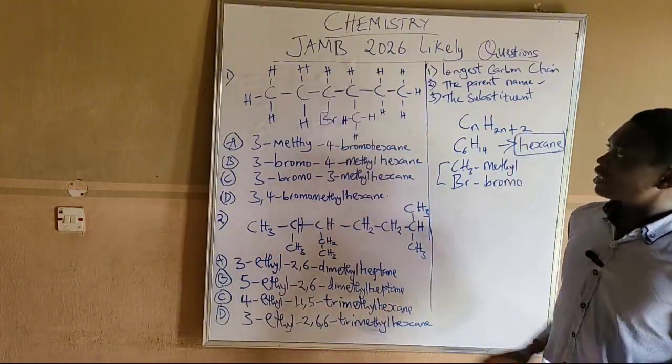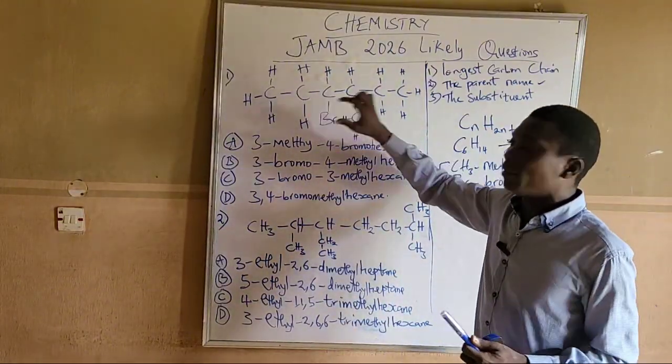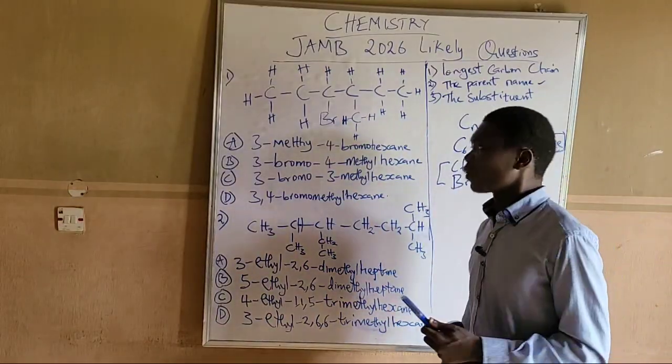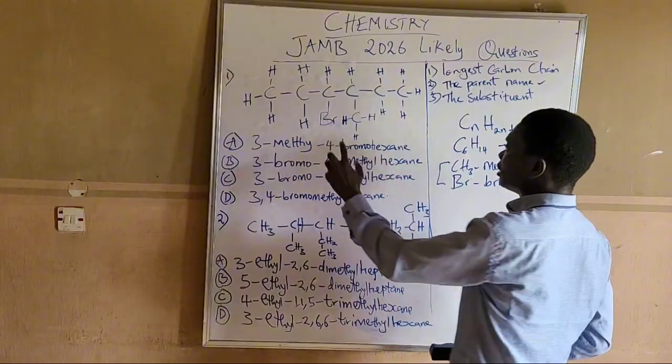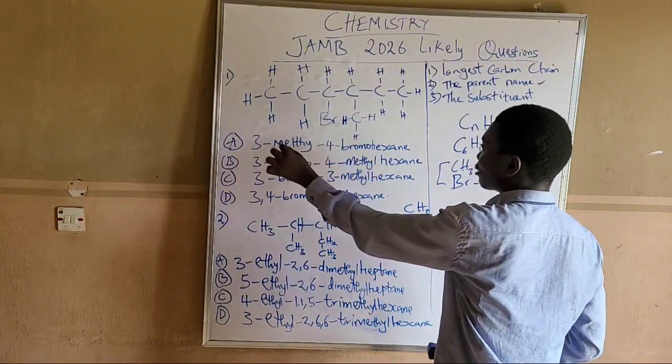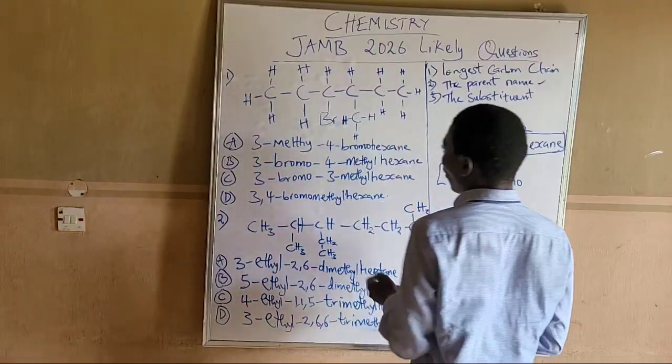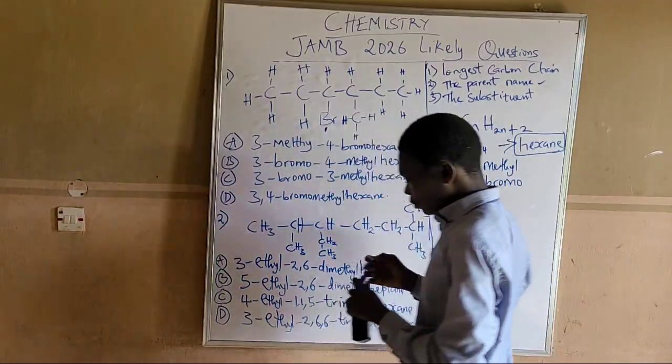So now, since we already know that we are taking bromine to be the highest priority, bromine determines where you have to start numbering, whether you start from here or from here. Now, bromine can be found in this place.